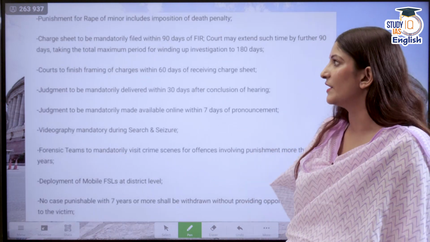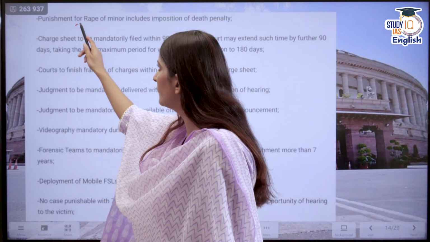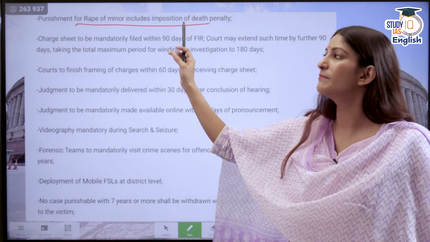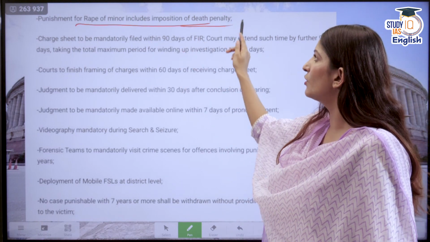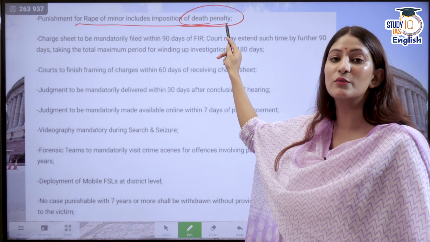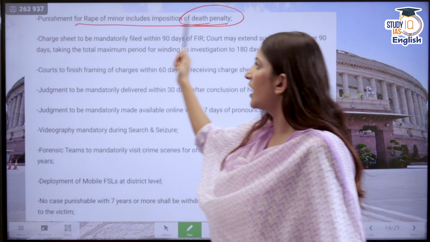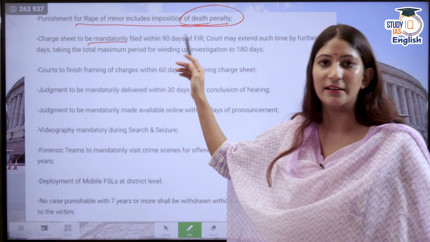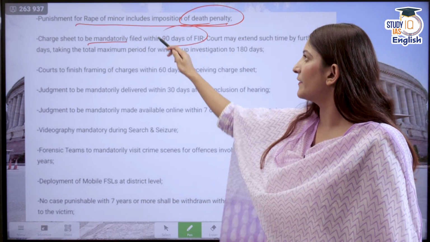They have to see that as well. Now, next, punishment for rape of a minor includes imposition of the death penalty. Death penalty, minor, that means a child, a person who is below the age of 18 years. Charge sheet to be mandatorily filed within 90 days of FIR.